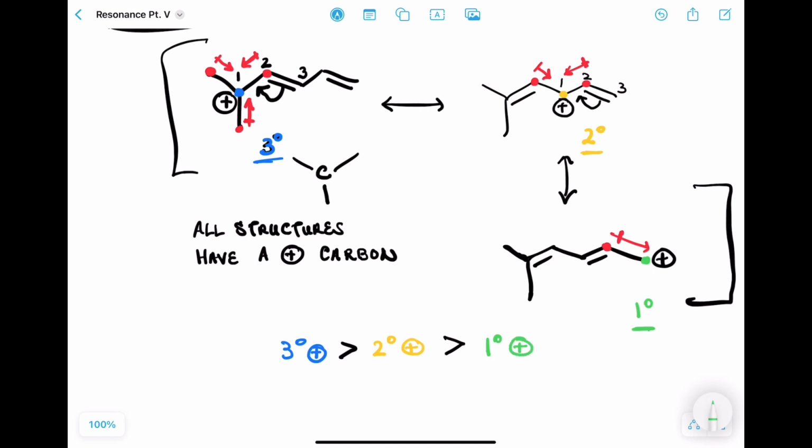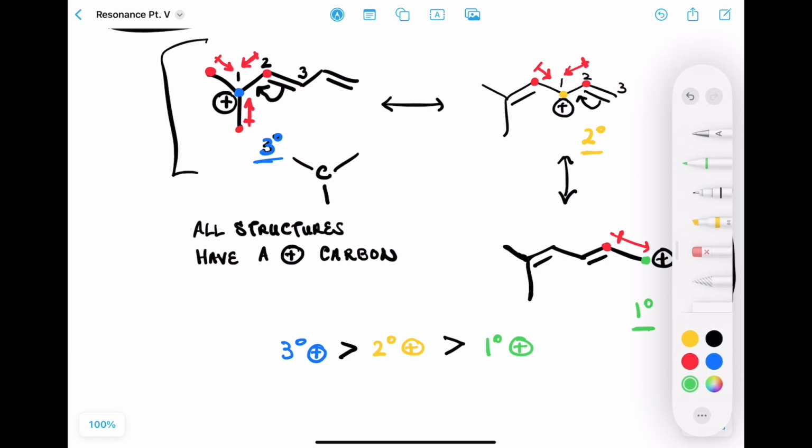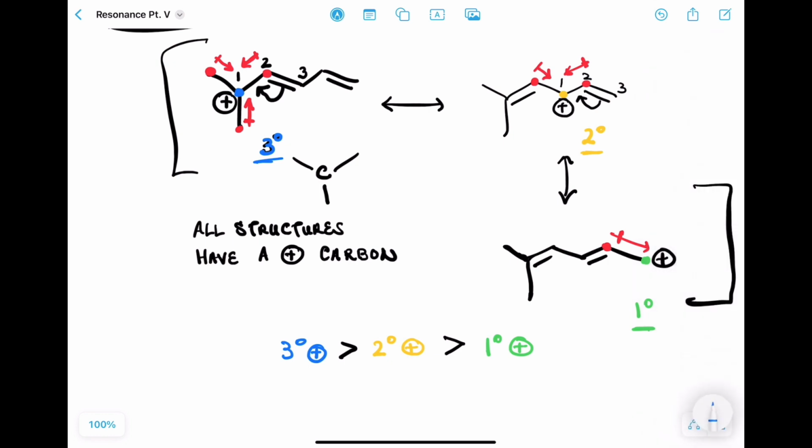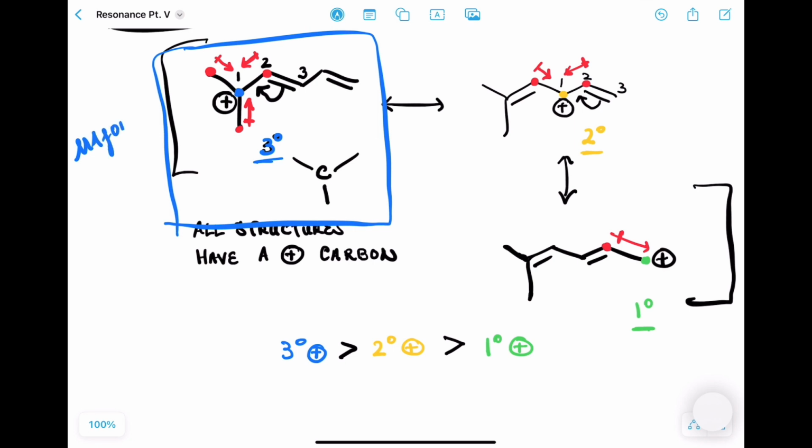Right, and so of these structures now, what is going to be the major resonance contributor? I'm going to go ahead and in blue, put a square around this molecule, and we'll label this major because the tertiary carbocation is most stable of the 3 structures. All right, and so that's going to be the major resonance contributor.